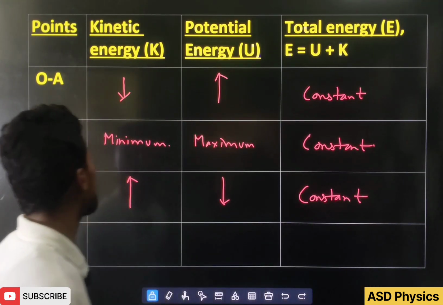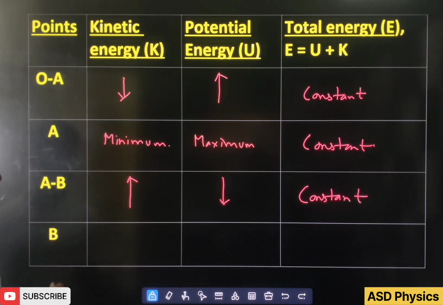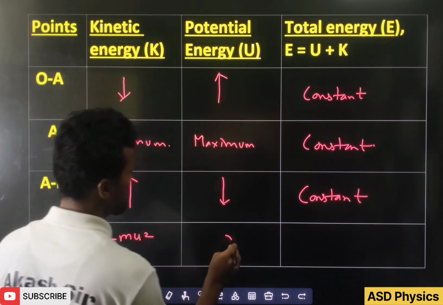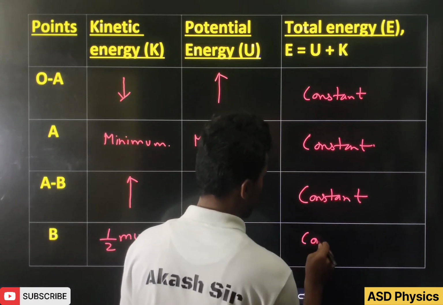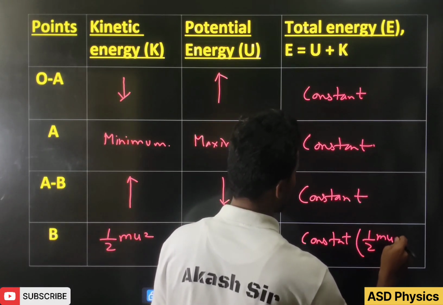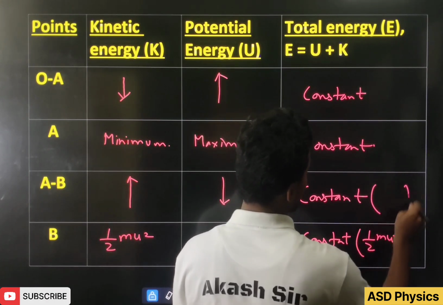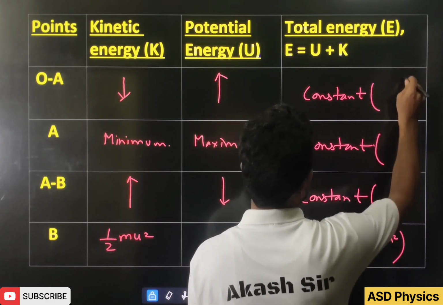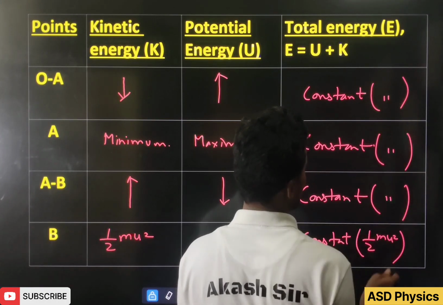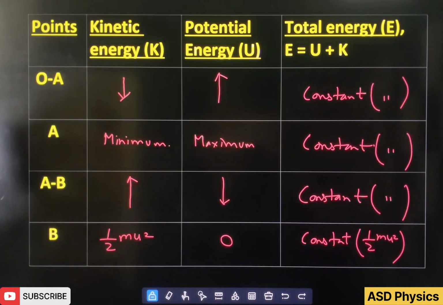And at point B, the kinetic energy will be half mu square, and the potential energy is 0. So the total is also half mu square. At all the points I take, the total is the same: half mu square, half mu square, half mu square. Remember, especially point A is very, very important.